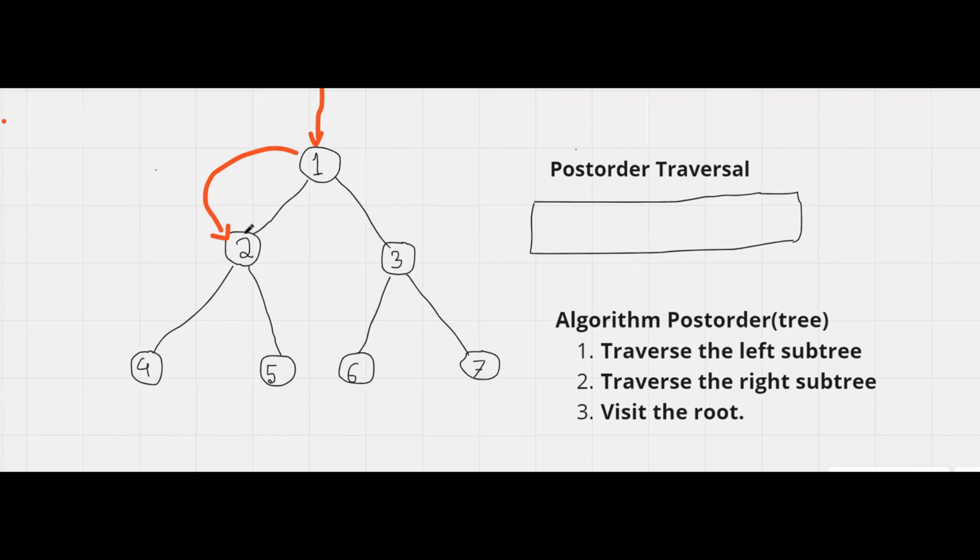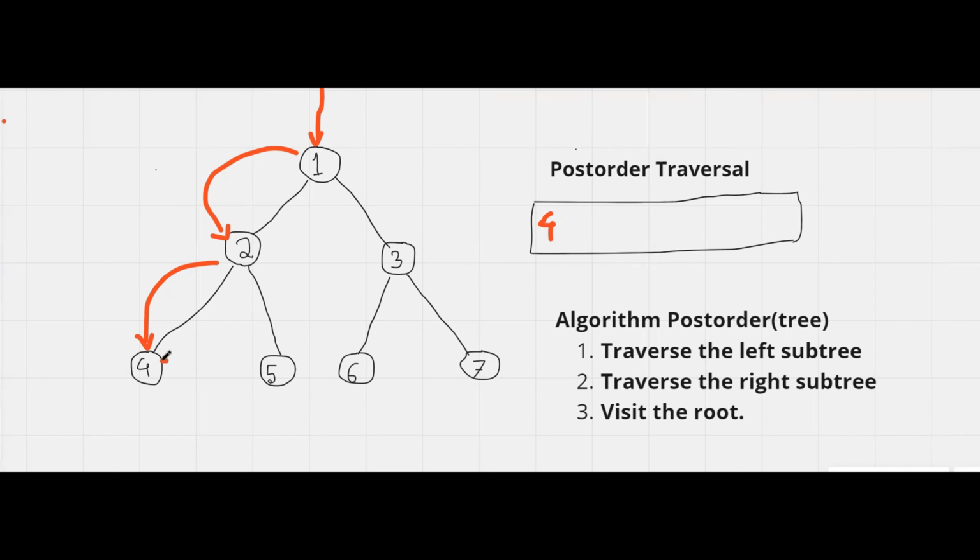Now we are at node 2, and its left subtree and right subtree are not yet traversed, so we cannot process it. According to the algorithm, we have to move on to node 4, which is the left child of node 2. Now, node 4 is a leaf node. It does not contain any left or right subtree. So we can process it and insert the value of 4 into the post-order traversal vector.